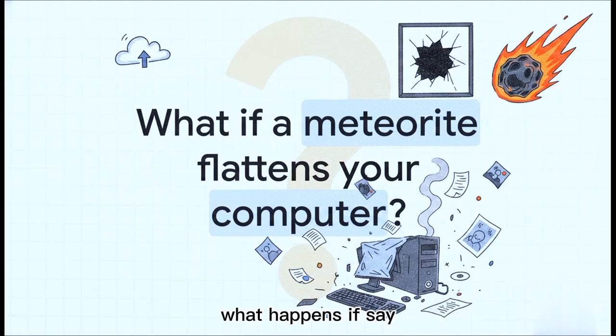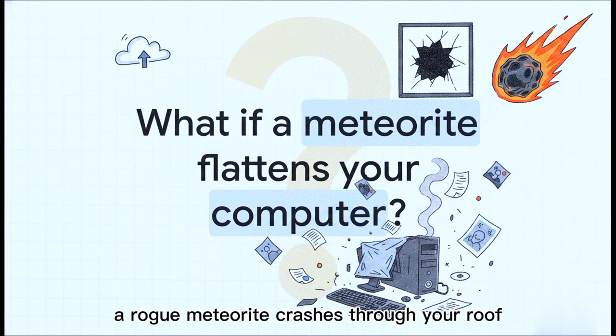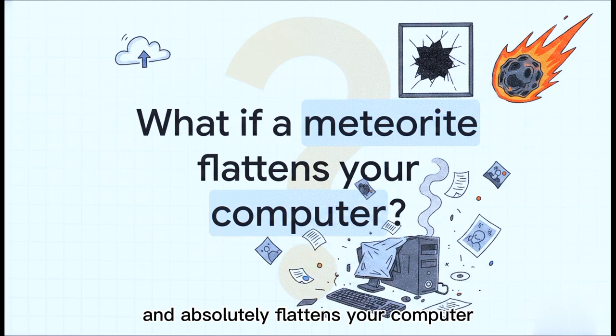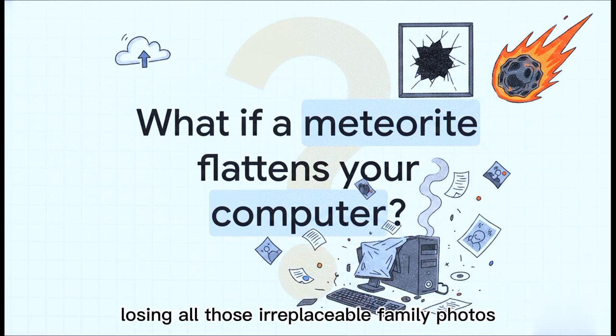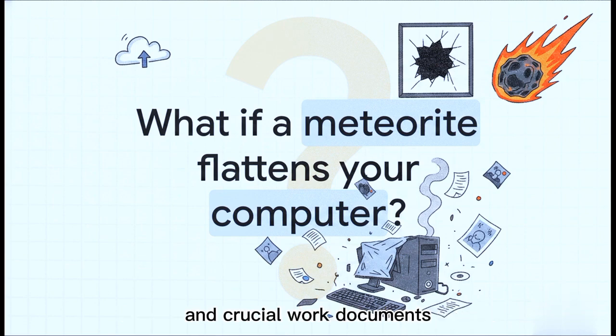Okay, so you're online and working away, but here is a serious question. What happens if, say, a rogue meteorite crashes through your roof and absolutely flattens your computer? I know, it's a ridiculous metaphor, but it hits the nail on the head for a very real fear we all have: losing all those irreplaceable family photos and crucial work documents if our physical machine gets destroyed.